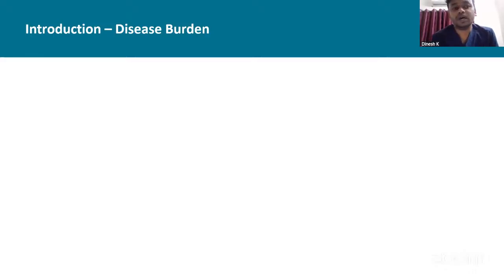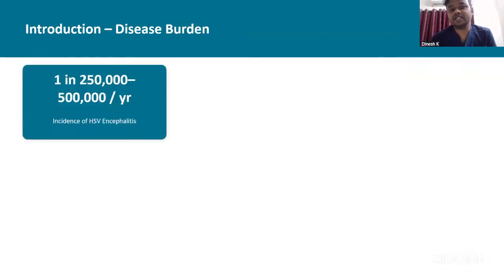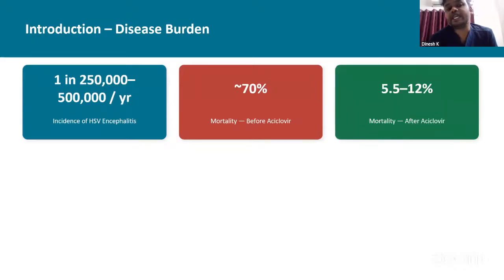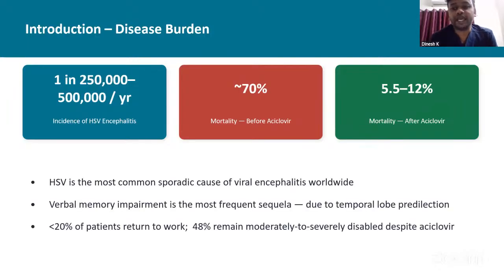So to start with, HSV encephalitis is a rare disease. The incidence is 1 in 250,000 to 500,000 per year. Before acyclovir, the mortality was close to 70%, and thanks to acyclovir, the mortality has come down to somewhere around 5 to 10%. Even though acyclovir significantly reduces the mortality, the morbidity remains high. Less than 20% of the patients return to work. Almost 48% remain moderately to severely disabled.